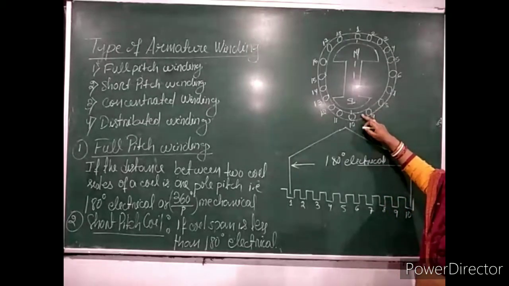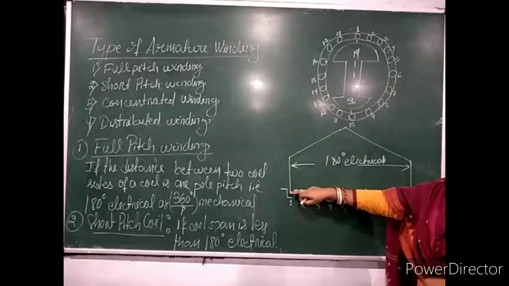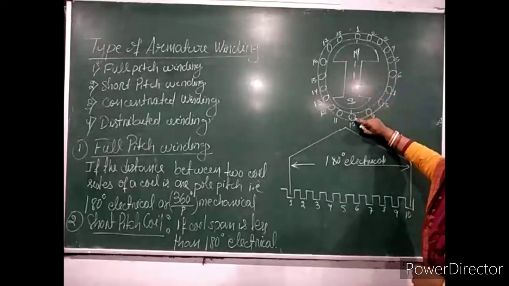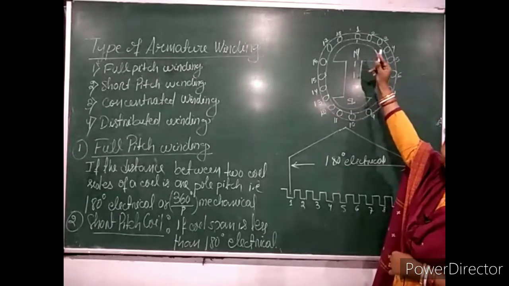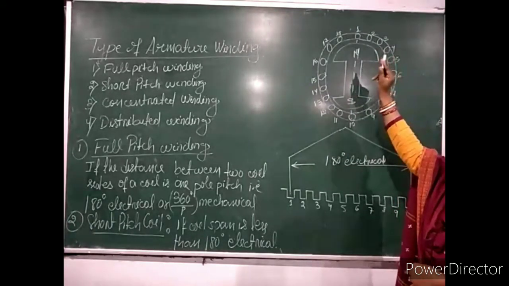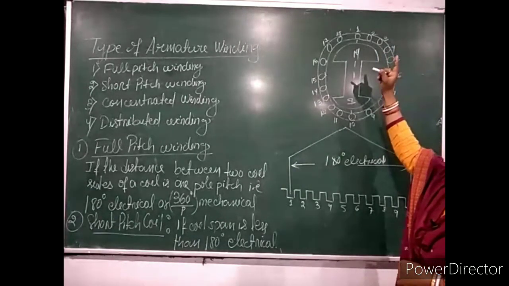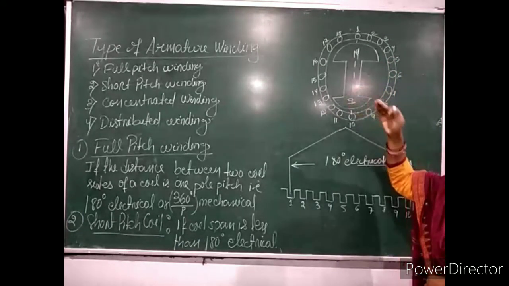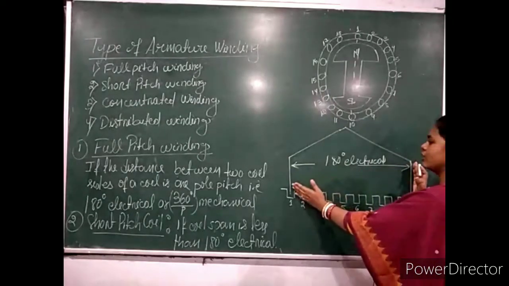If you see this diagram, in full pitch winding, if one of the coil sides is under the north pole, then the other side is under the corresponding south pole. If coil side 1 is at slot 1 and is present under the north pole, then the other side is under the corresponding south pole. Then what is the total EMF of this coil?